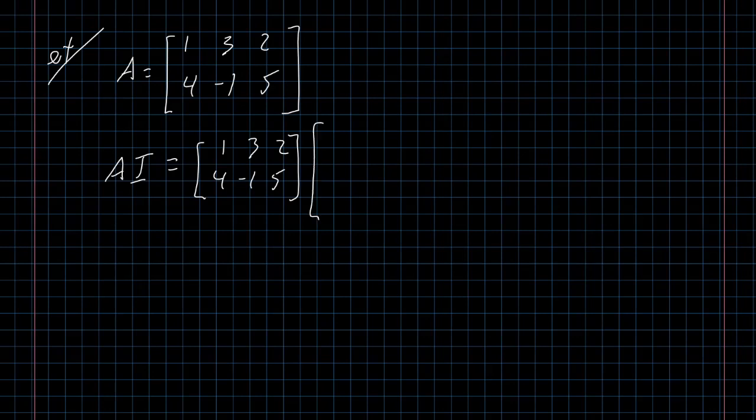Now to multiply a matrix with 2 rows and 3 columns, we need to multiply that times a matrix I that has 3 rows. And of course, matrix I is always a square matrix, so the number of rows and the number of columns is going to be the same. And then let's just go through and see what happens.